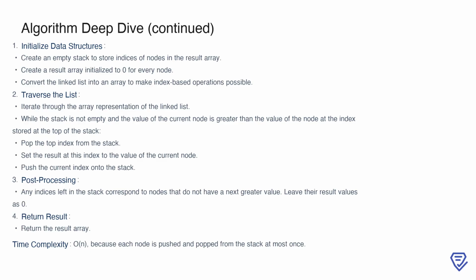As we iterate through the array, we check the stack. If the current node's value is greater than the value at the index stored at the top of the stack, we pop the stack and update the result array for the corresponding index with the current value.